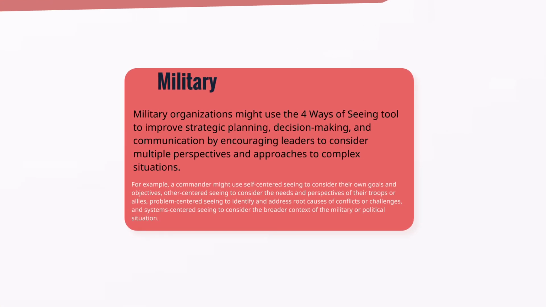In the military, leaders are often tasked with making complex decisions that can have life or death consequences. By using the 4 ways of seeing, those leaders can improve their ability to navigate those situations and consider multiple perspectives and approaches. For example, a commander might use self-centered seeing to consider their own goals and objectives. What do they hope to achieve with their mission or operation, and how can they ensure their own success?